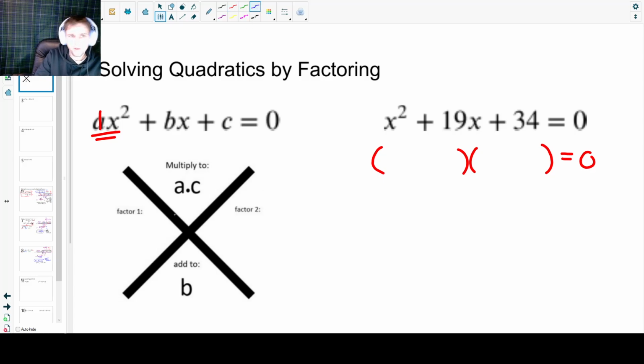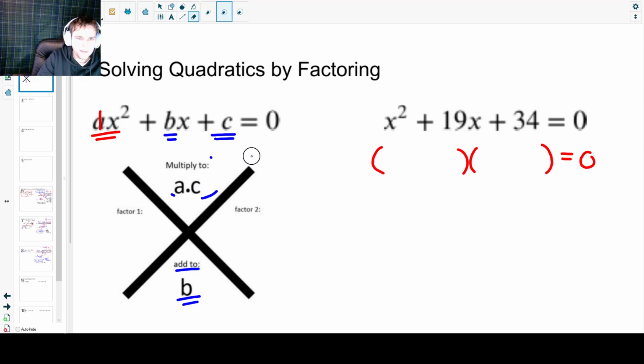So on the top of the box, you put in a times c. Again, since a is a 1, it's not very interesting. We're just going to be putting in the c value, the last number, the constant. And then on the bottom, we put the b value, this number here in the middle of our quadratic. And solving the x is about solving a kind of number puzzle for yourself. You're looking for two numbers that multiply to the top and add to the bottom. So let's go ahead and take a look at what that looks like for this particular problem.